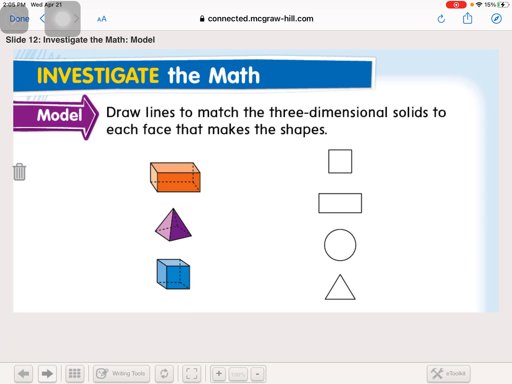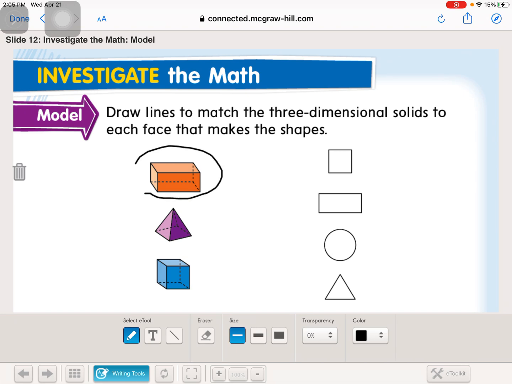So let's draw some lines to match the three-dimensional solid shapes to the face that makes the shapes on that three-dimensional solid. For this first one here, this orange shape is a rectangular prism, and the shape that makes the rectangular prism is the rectangle. And possibly, if all four sides are the same, it could be a square as well.